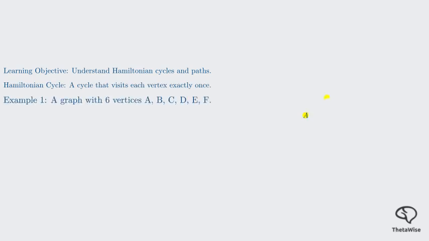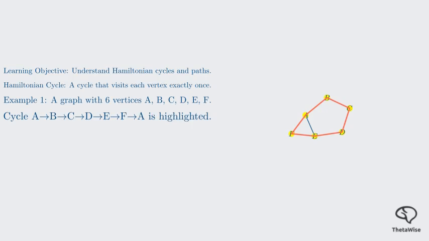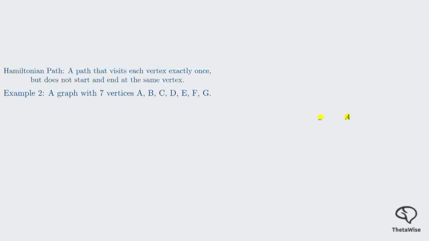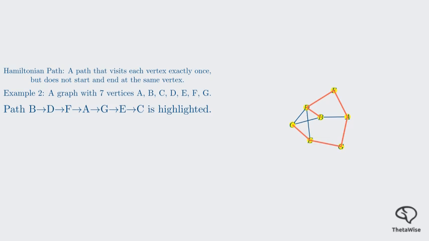Here's an example. We can trace the path A to B to C to D to E to F and back to A. Notice that each vertex is visited once, and we end up where we started. This is a Hamiltonian cycle. Sometimes, a graph has a Hamiltonian path but not a cycle. A path visits every vertex once, but starts and ends at different vertices. The route B to D to F to A to G to E to C is a path, not a cycle, because it doesn't return to B.